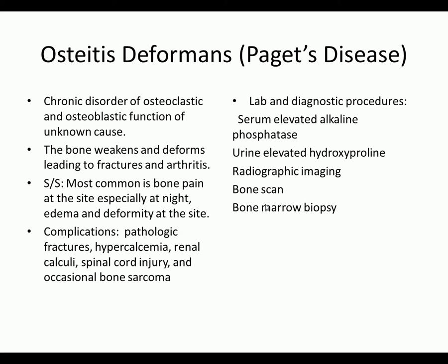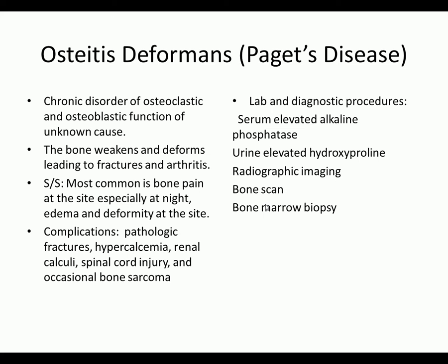Now let's think about this. They've got bone deformity and they're getting pathological fractures. The bone is reabsorbing faster than it builds, so they're going to have hypercalcemia seen. Now with hypercalcemia, what else do you see? Well, you can see renal calculi or renal stones. They can have spinal cord injuries, and they can possibly develop bone sarcomas.